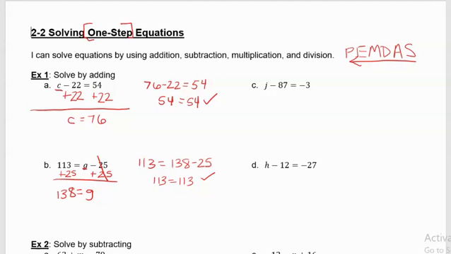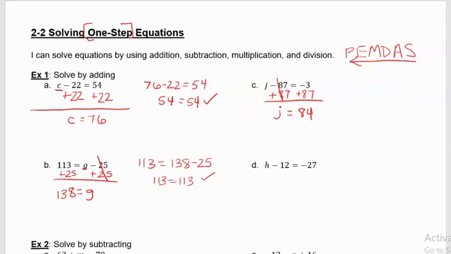Okay, C, I have J minus 87 equals negative 3. So here I'm going to add 87 on both sides. What I do to one side, I have to do to the other. So that negative 87 is going to cancel out with the positive 87, and I get J equals negative 3 plus 87, or 87 minus 3, which is going to be 84.